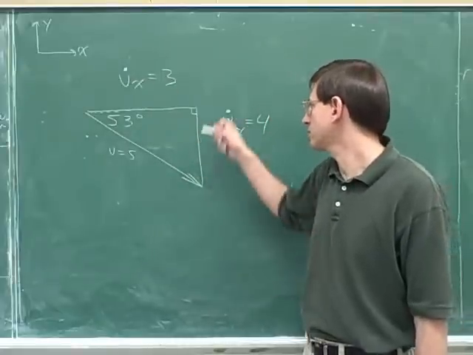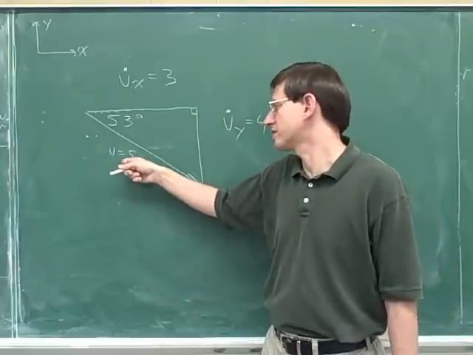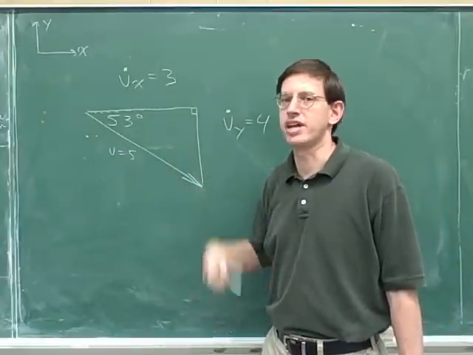How do I know they're magnitudes? Because I used the dots. And I didn't need a sign over here because this is the overall vector. An overall vector never has a sign.